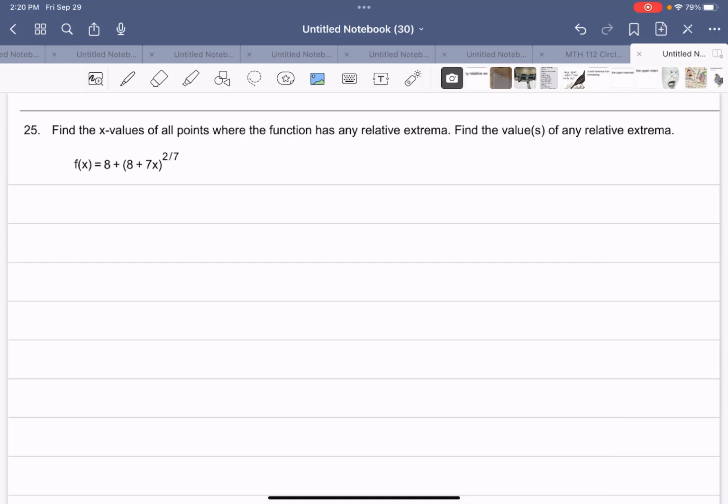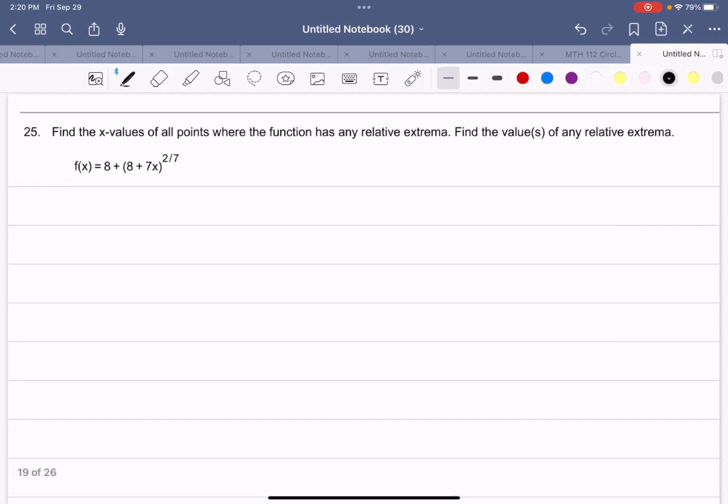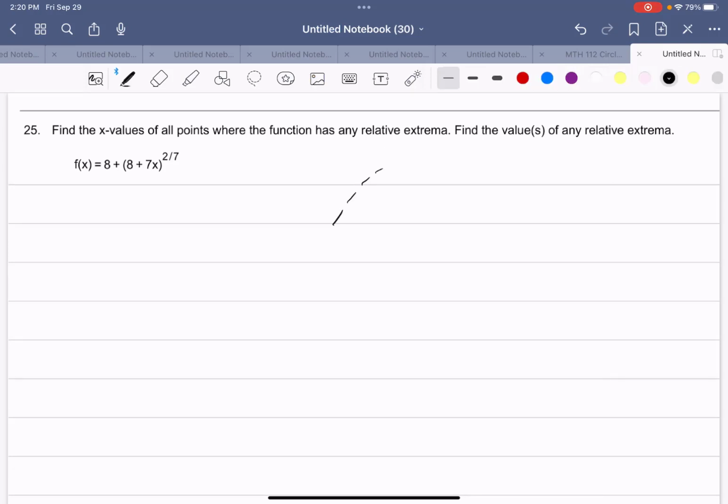So remember, the relative extrema of a function occurs if it's changing from increasing to decreasing or decreasing to increasing. That's going to give you a local max. That will give you a local min. Increasing to decreasing, maximum. Decreasing to increasing, minimum. So we've got to find that derivative to find where that function is increasing and decreasing.